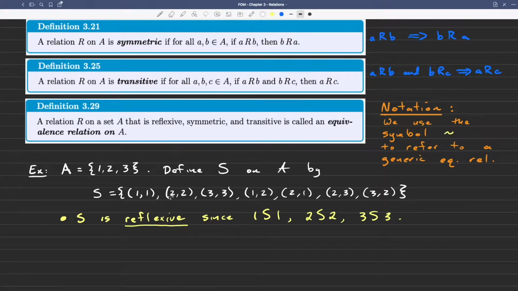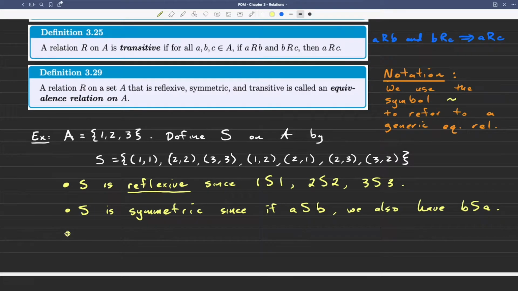For (1, 2), if I reverse that, I get (2, 1), and then I do see that (2, 1) is there also. So here's (1, 2), and then there's the reverse of it. And for (2, 1), its reverse is there also. For (2, 3), its reverse is (3, 2). So that's there, and vice versa. So I can see S is symmetric.